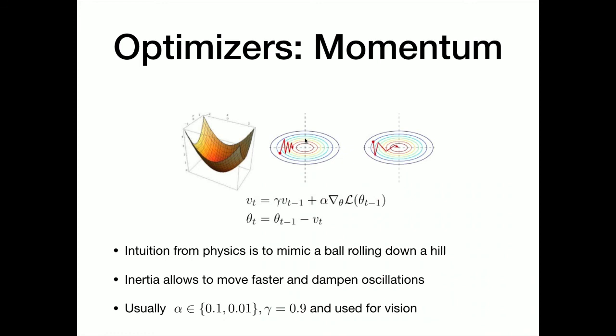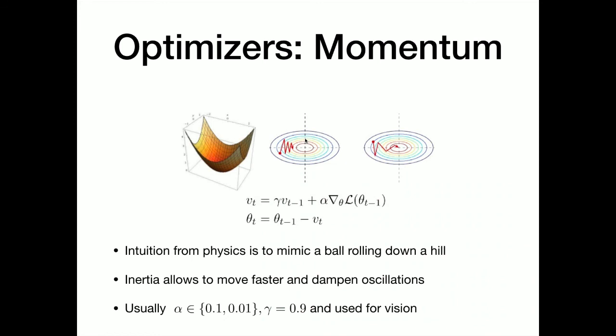And what is super helpful for rolling a ball down a hill, if you know physics, is that the ball has inertia. So if it meets an obstacle, because it has inertia, it could keep going. And because it has inertia, there will be fewer oscillations. It'll move side to side less, because it'll keep going in the direction where there's a lot of movement. So that can speed up optimization. And usually this is what people use for vision. I'm not gonna spend too much time on that.